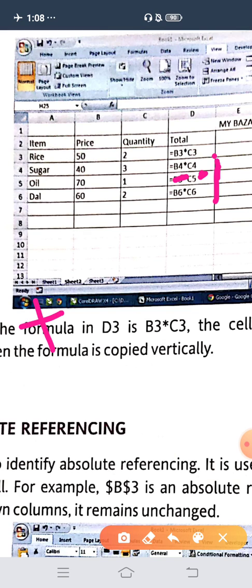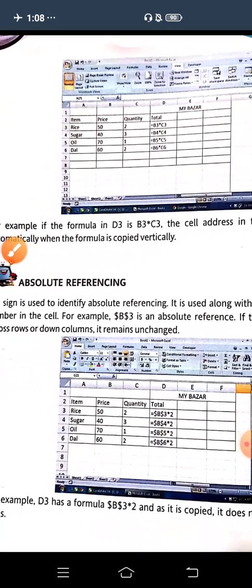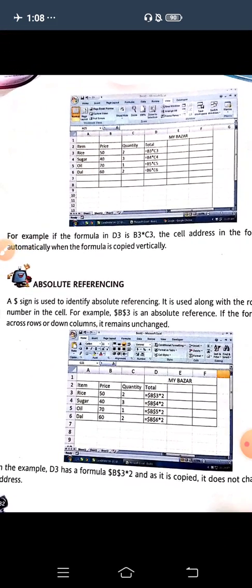So when you apply the formula once and drag it, copying it, the formula changes automatically and you get all the values in the answer. This is relative referencing. Is it clear? This is relative referencing, when you apply the formula only once and after that you copy that formula. Now let us move to another referencing.